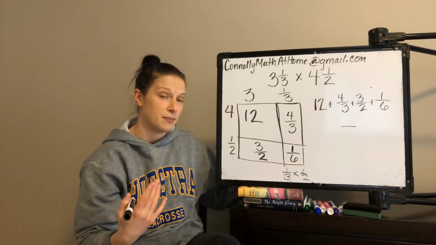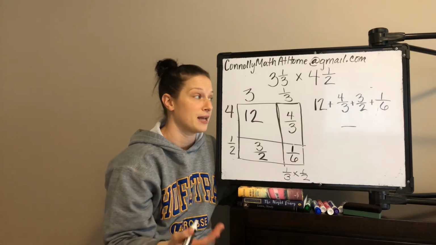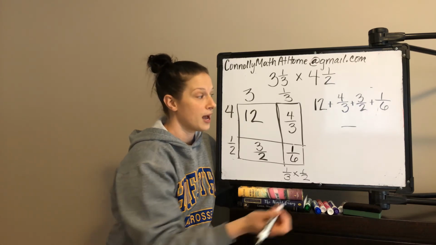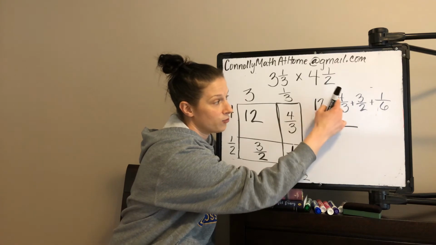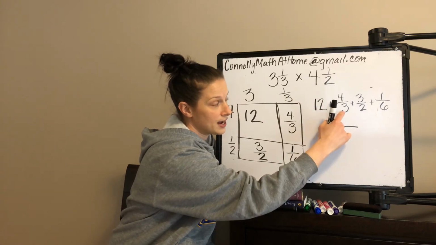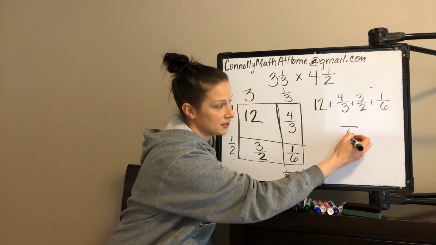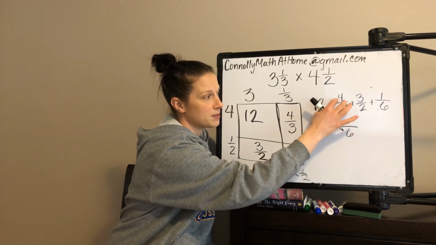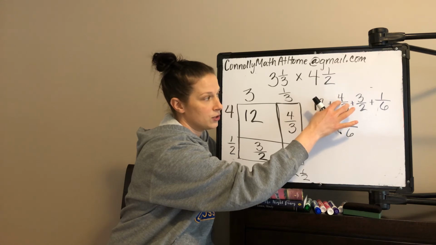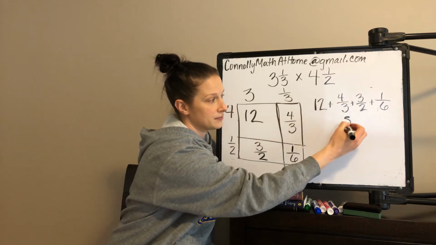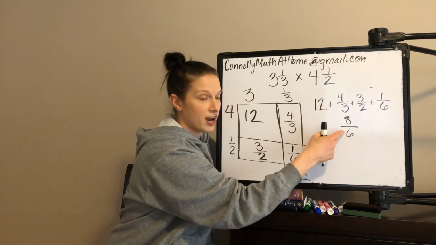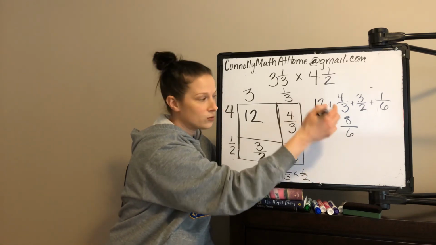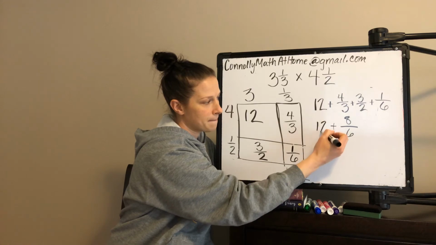So I know that I can make equivalent fractions and make all of these have 6ths as a denominator. So I'm going to think about 4/3. 3 times 2 is 6. So if I multiply my denominator times 2, I multiply my numerator times 2. So 4 times 2 is 8. And again, I have a fraction greater than a whole, but that makes sense because it's equivalent to this fraction, which is also greater than 1 whole.